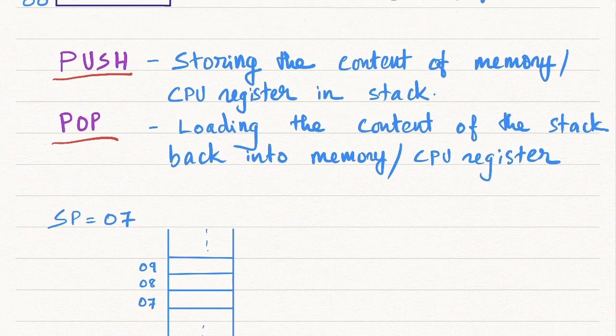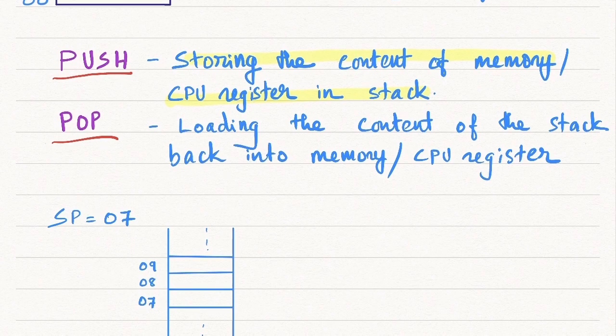The push instruction is used to store the content of a CPU register onto the stack. It is not only the CPU register, it can be the content of memory also. When I say CPU register, it can be any special function register like the program status word, the timer mode register, or the timer control register. There are so many special function registers. We can push the content of those registers to the stack, or even push the content of memory to the stack.